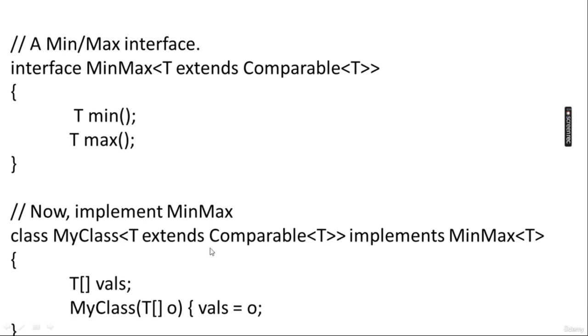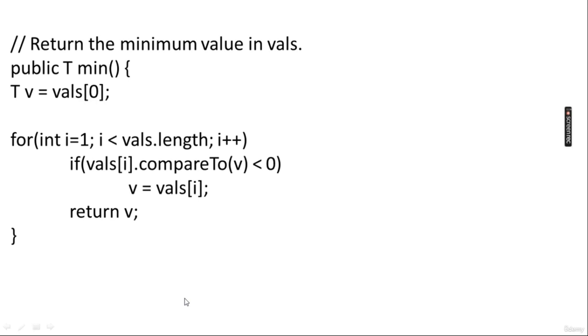Class MyClass<T extends Comparable<T>> implements MinMax<T>. So MinMax is the interface, and this interface will be implemented by the class MyClass. Here a values array of type T is created. MyClass(T[] o) { values = o; }. So the array object o will be initialized to values.